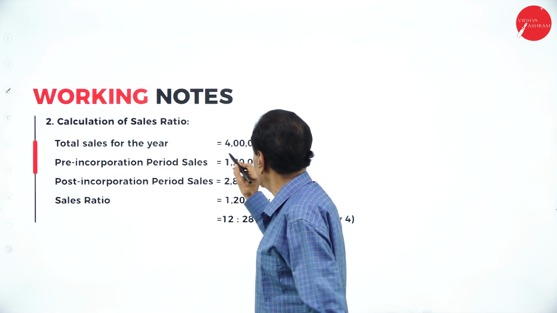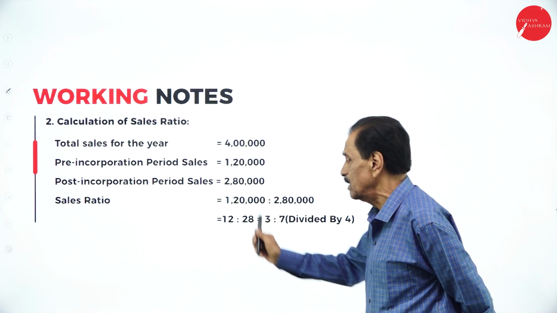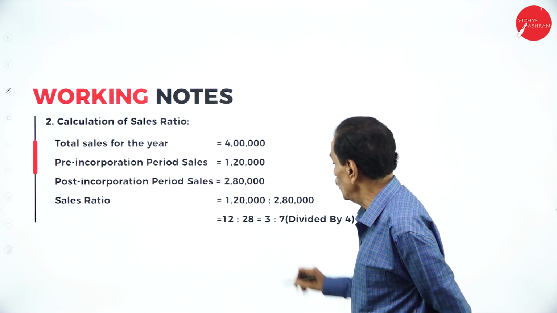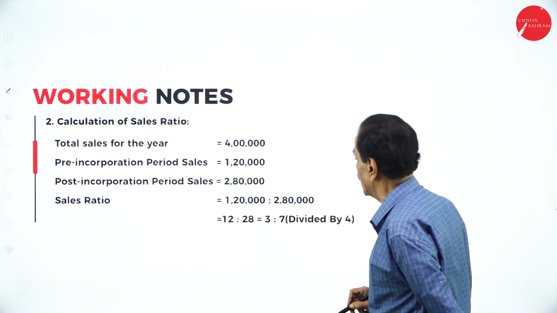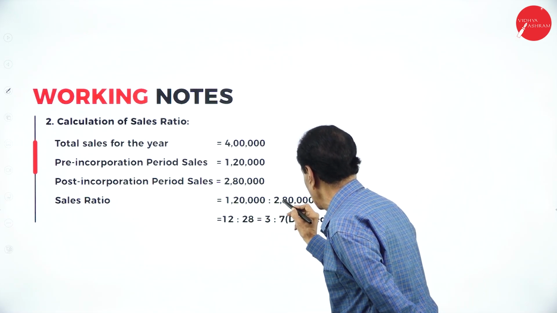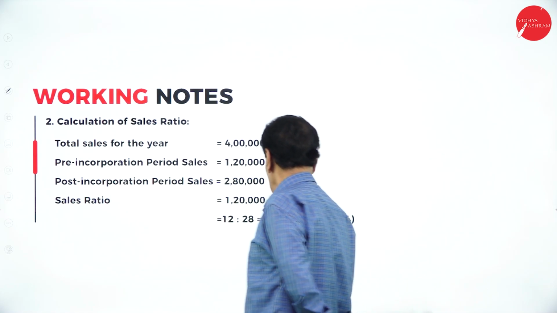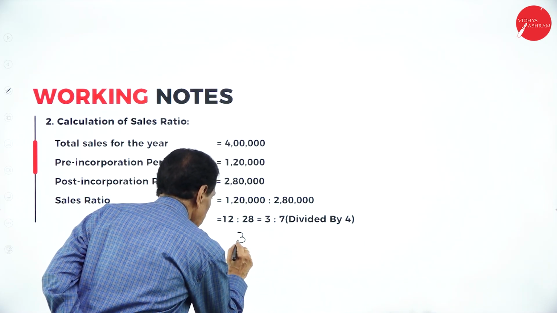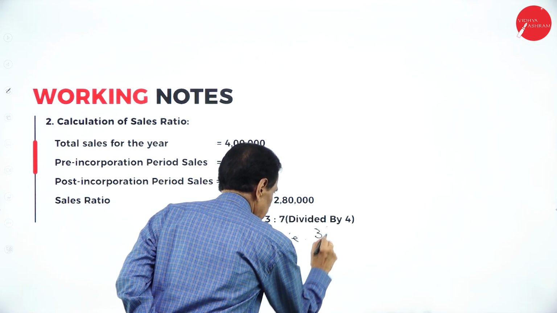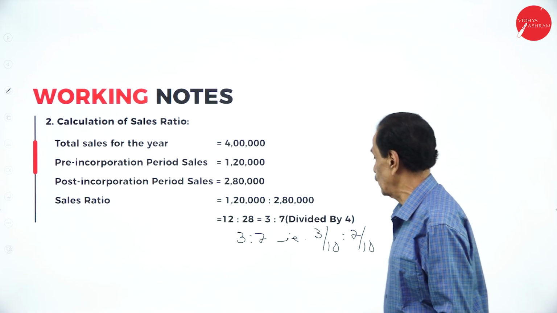Then your total sale is 4 lakh, pre-incorporation sale is 1,20,000, post-incorporation sale is 2,80,000. Therefore, sales ratio is 1,20,000 to 2,80,000. Cancel the 0, 12:28, divided by 4: 4 3s are 12, 4 7s are 28. So they are in the ratio of 3:7. That is 3/10 and 7/10. They are in the ratio of 3:7.